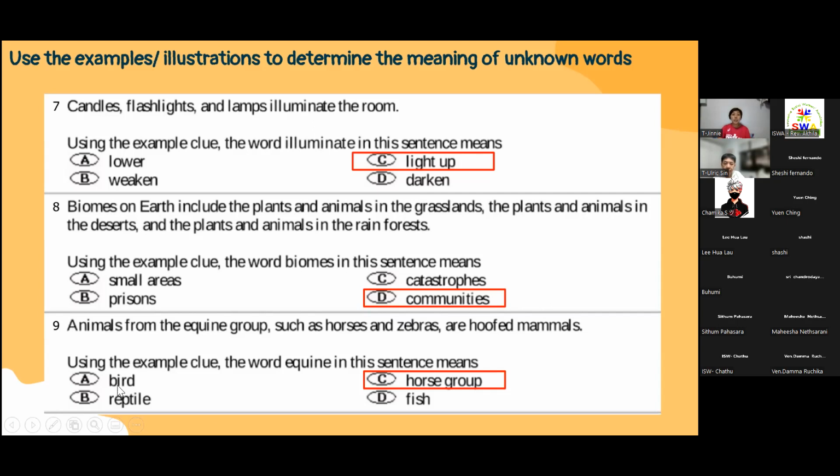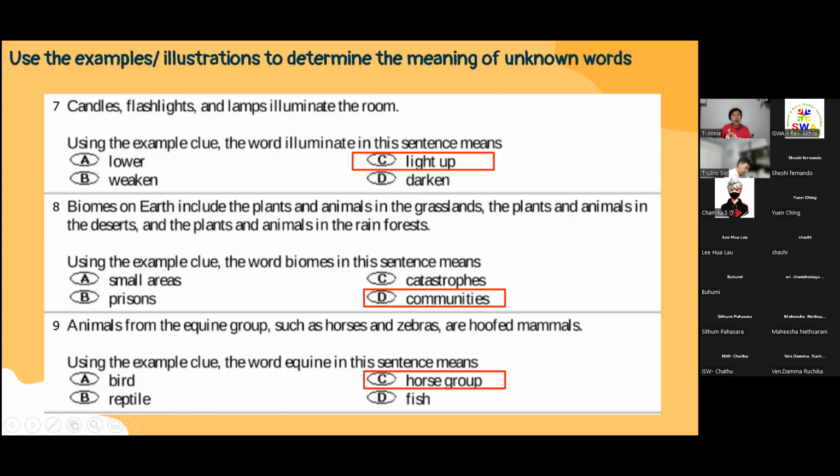Horse group. You know that horses and zebras are not birds. I'm not sure if you call them reptiles, because if you do not know what reptiles are, you may put reptiles, but you know that horses and zebras are not fish. So it's either the horse group or reptile. But you know horses are here, and if you know hoofed animals, hoofed animals are mostly horses, animals in the horse group. So the answer is C.